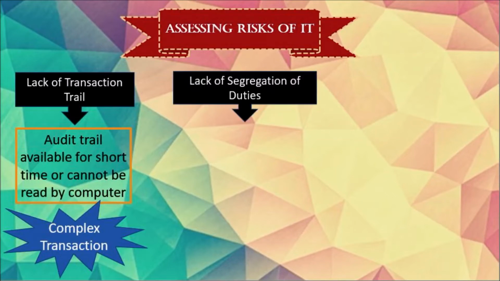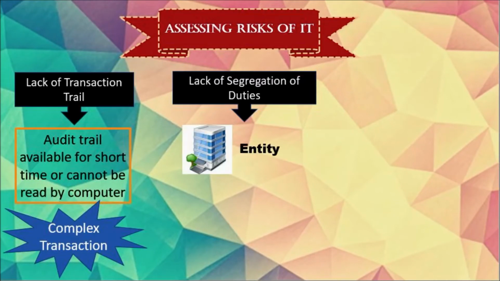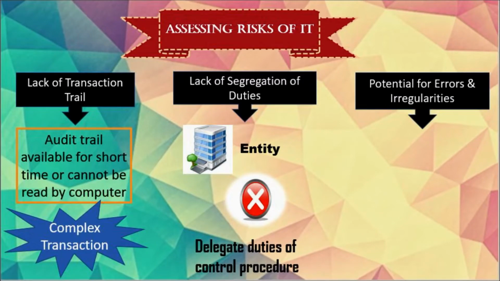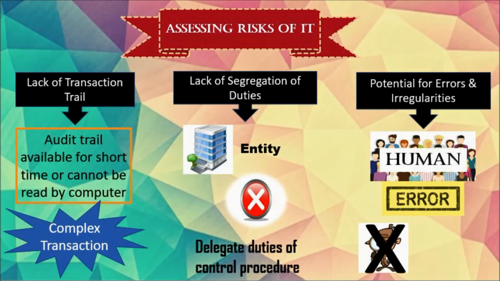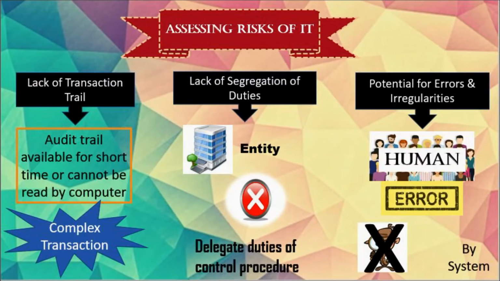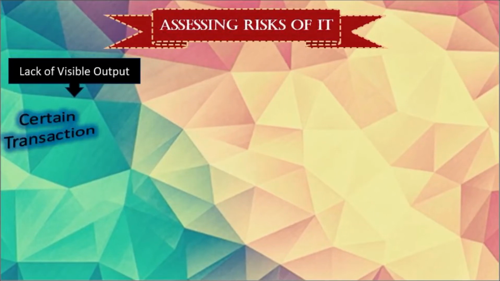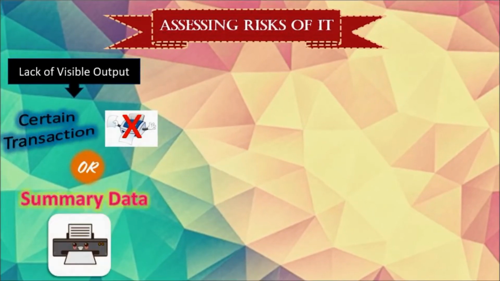Second, lack of segregation of duties. The risk is where the entity cannot delegate duties of control procedures such as manual procedures. The third risk is potential for error and irregularities. These risks show that human error which cannot be detected by the system might occur. Unauthorized data access without trace might happen as well. Fourth, lack of visible output. It is where certain transactions may not be printed out or only summary data may be printed. The lack of visible output may result in the need to access data on computer files.